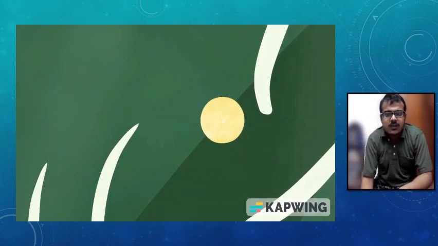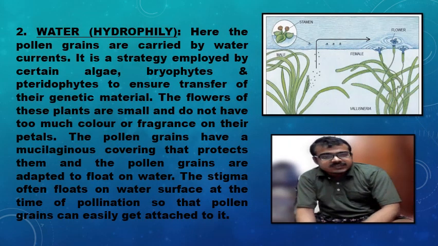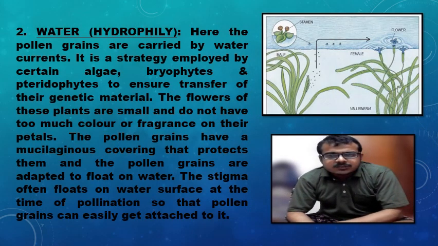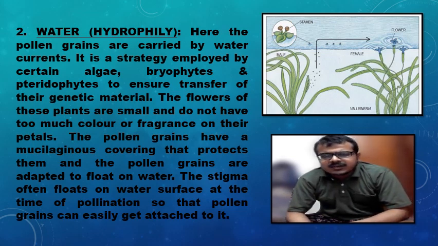All right. Now we come to the next agent of pollination, which is water. So pollination by water is called hydrophily. What happens here? The pollen grains are carried or distributed by the water currents, and it is a strategy which is employed by certain algae, bryophytes, and pteridophytes, so that their genetic material is transferred. And these flowers are small and do not have much color or fragrance on their petals. Some flowers like lotus are also aquatic, but they are pollinated by insects, so they are not part of the plants which employ hydrophily as the process of pollination.